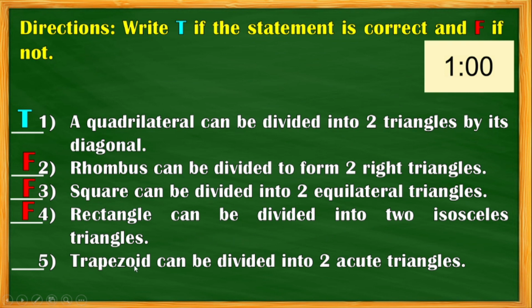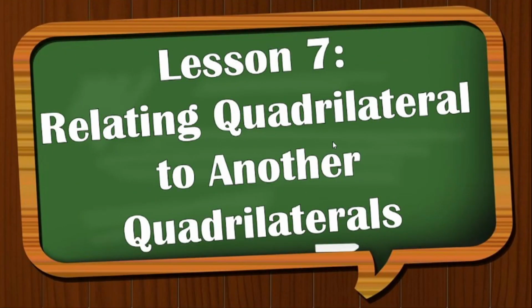triangles. And then for number 5, a trapezoid can be divided into two acute triangles. No, so this would be false. So this would be the correct answer. I hope you already know how to distinguish or to form quadrilaterals by using triangles. Now let's proceed to lesson number 7, relating quadrilaterals to other quadrilaterals.